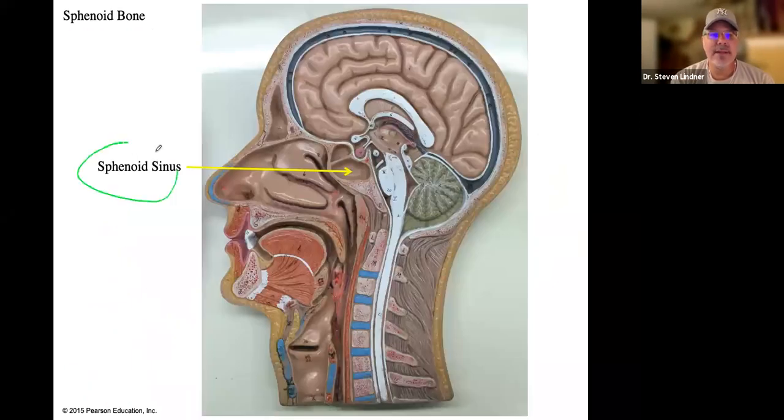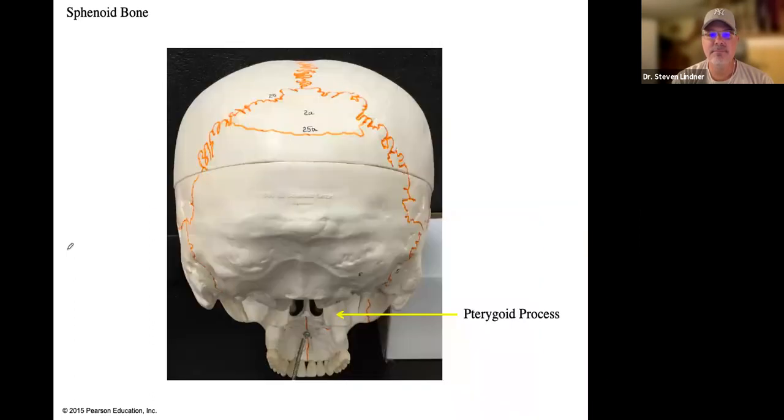Okay, here's the sphenoid sinus, right? We did the frontal sinus here. Here is the sphenoidal sinus or sphenoid sinus. From the posterior view, we can see this and this. We could see this and this. These are the pterygoid processes. You have two medial pterygoid plates or pterygoid processes, and then two lateral pterygoid plates or pterygoid processes. I like to refer to them as the pterygoid process because really it's an extension for muscles to attach to.